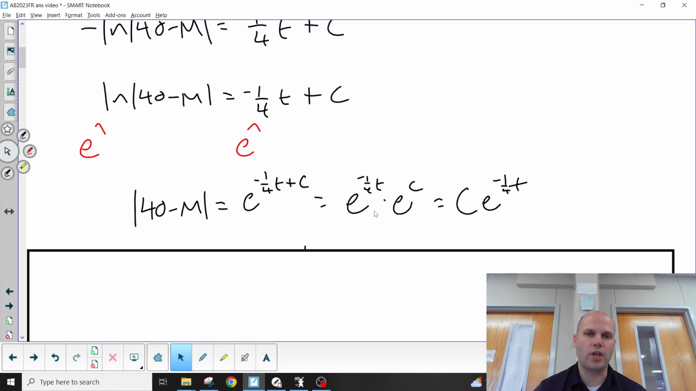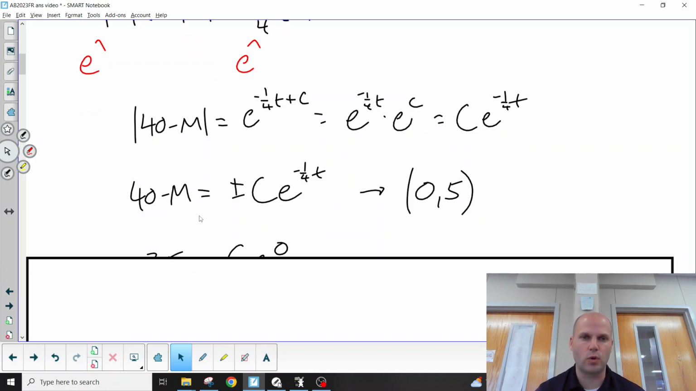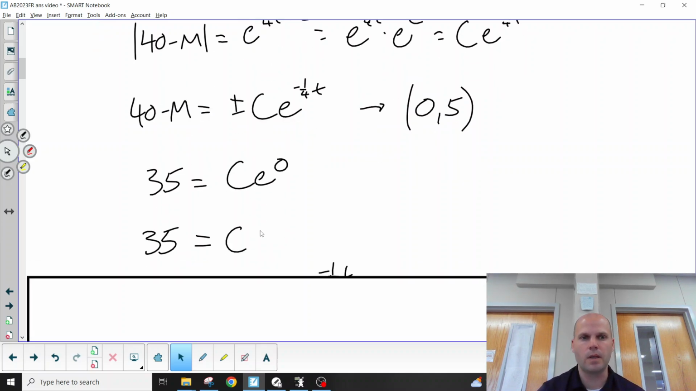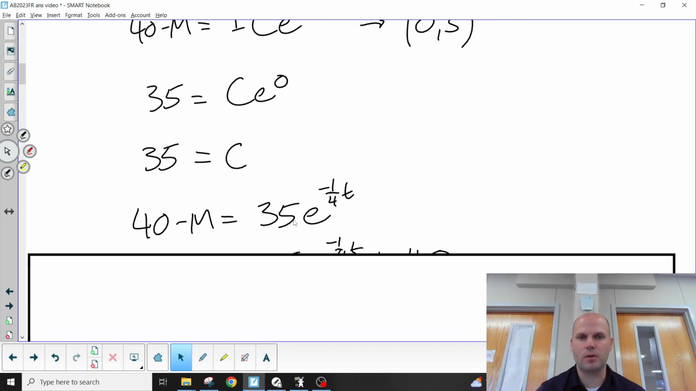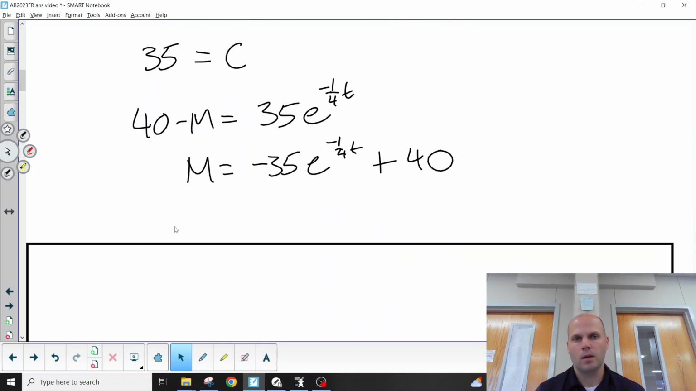plus c. Use exponent rules to write it as times e to the c. Move that to just be c e to the negative 1/4 t. You get rid of the absolute value, making the c a plus or minus. But when you use the initial condition (0, 5), you will get the correct positive or negative c. I get c as positive 35 because e to the 0 is 1. So since c is 35, here's my equation, 40 minus m equals 35 e to the negative 1/4 t. I then solve for m, subtract 40, multiply by negative 1, we get that.